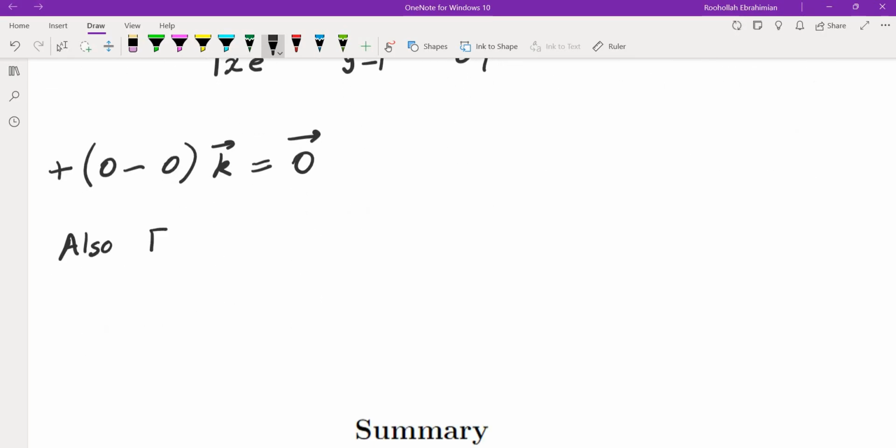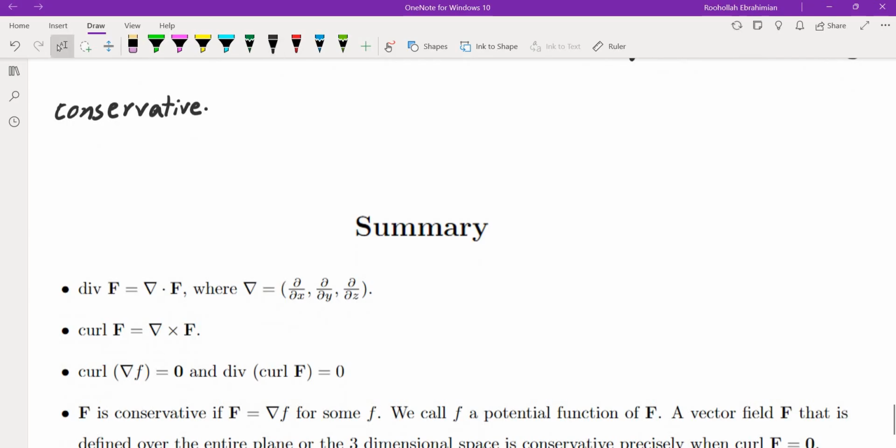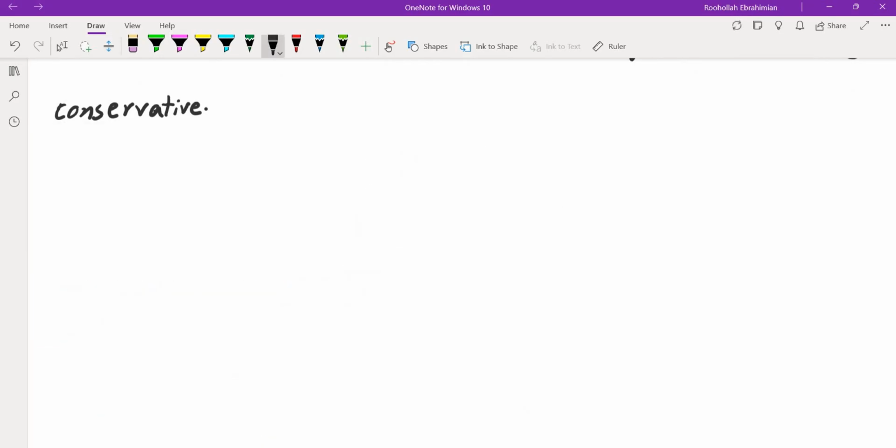Also, this vector field F is defined, or its domain is the entire plane. So that means F is in fact conservative. Okay, so what's next? Next thing is to evaluate its potential function. So assume that f is a potential function, so assume this F is equal to gradient of f.